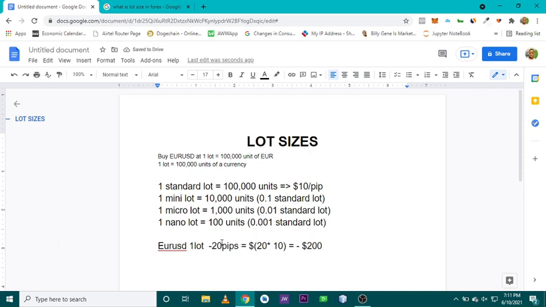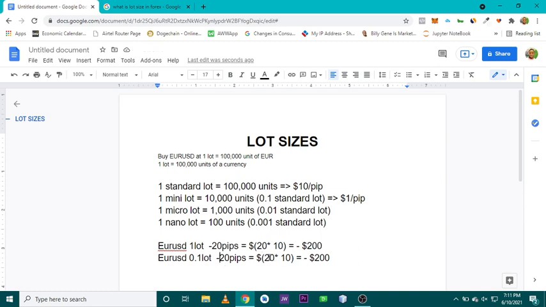But in a situation where we're not using one lot size and we're using maybe 1 mini lot, price moves $1 per pip. So if we're using 1 mini lot, or I will say 0.1 lot, and we're losing, let's say, 20 pips.